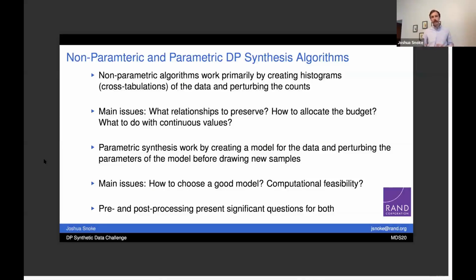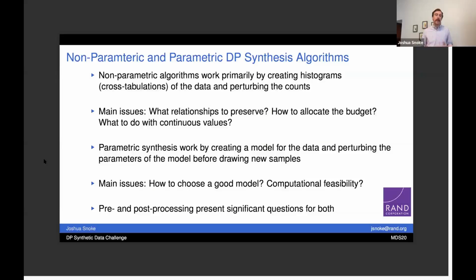And then lastly, what to do with continuous values. If you have a continuous value and you're creating a histogram, you have to decide where you're going to bin the values. Again, this comes back to working with the public data. You have to have some kind of prior information because you can't look at the actual data to inform you on those bins. So the second general approach is the parametric synthesis.